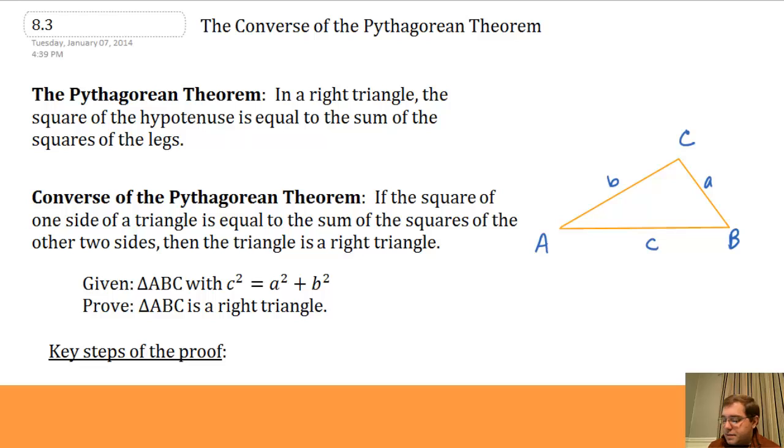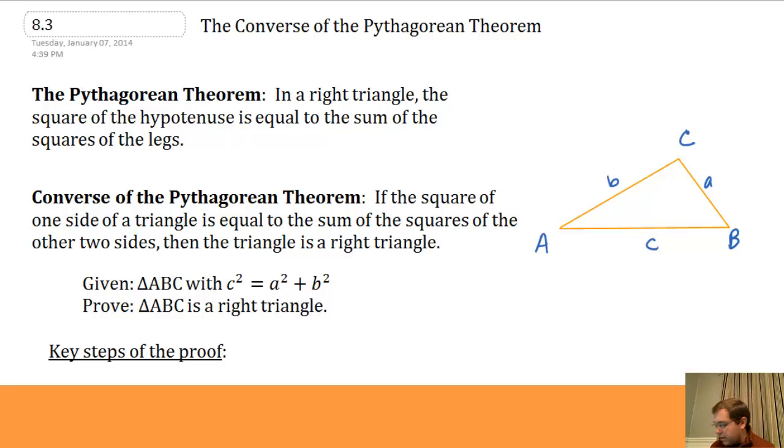The converse says, if you have any triangle, and the square of one side of a triangle is equal to the sum of the squares of the other two sides, then the triangle is a right triangle. We can't call them hypotenuse and legs if we don't yet know that they're a right triangle, so that's why we don't use those terms. We just say, if we take the square of one side of a triangle and it's equal to the sum of the squares of the other two sides, then in fact it satisfies the formula of the Pythagorean theorem, and so it is a right triangle.